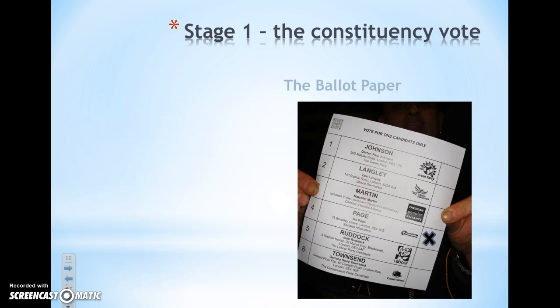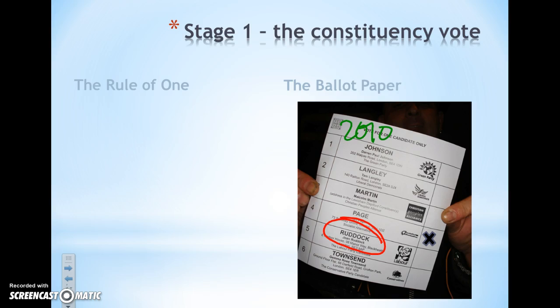So, stage one, the constituency vote. Now, this is a ballot paper from 2010, and it's actually from my old London manor, which was Deptford. We've got there Joan Ruddock. She was the Labour MP for Deptford for a long, long time. She's since stood down, as we'll see in a second. Anyway, so that's your ballot paper.